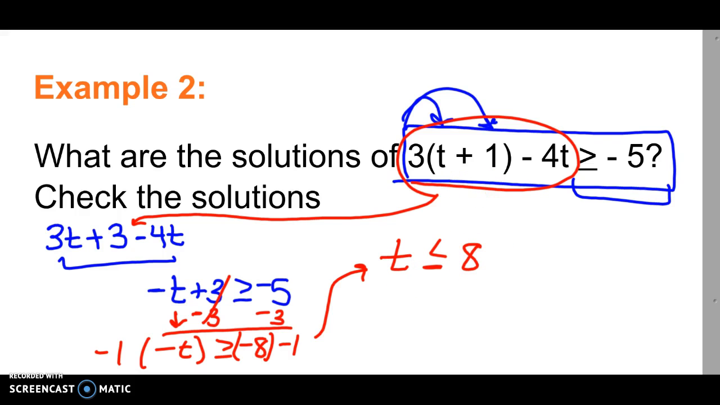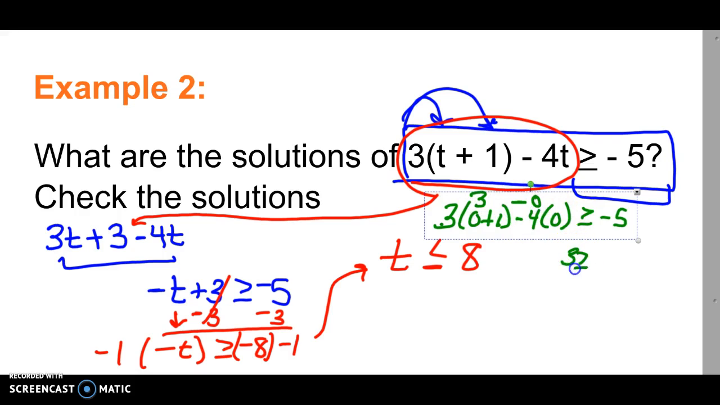So then I'm going to plug that in. So 3 times 0 plus 1 minus 4 times 0 is greater than or equal to negative 5. So this gives me 1. 1 times 3 is 3. So that's 3, and this is minus 0. 3 minus 0 is 3. And 3 is greater than or equal to negative 5. So that's true.